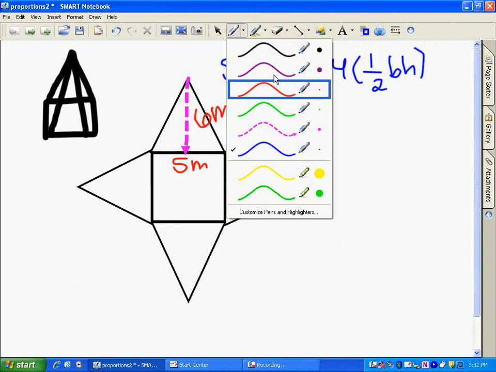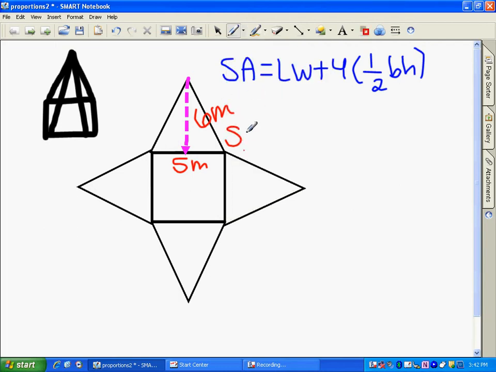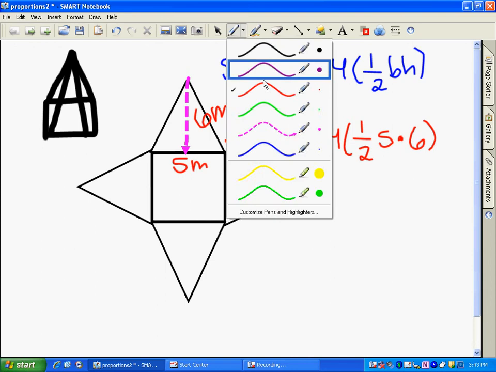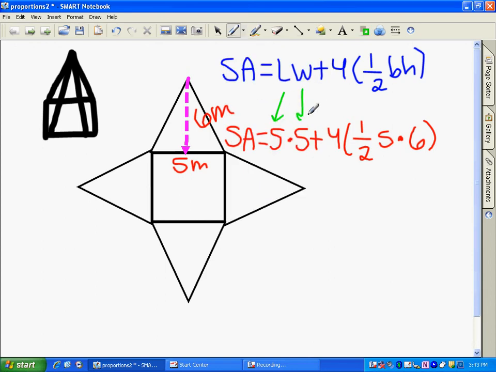And so the first formula, we're going to plug everything in here. So surface area is equal to, the length and the width are referring to the square in the middle, and since this is a square, the length and the width are the same, so it's going to be 5 times 5, plus 4 times 1/2 of the base here. That's also the length or the width of the square, and it's also the base of the triangle. So the base is 5. And then the height is the height of the triangle, which is 6. So all I have done is gone through and said, okay, length, width, here's the 4, 1/2, base, and height.